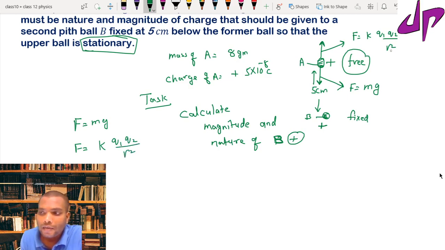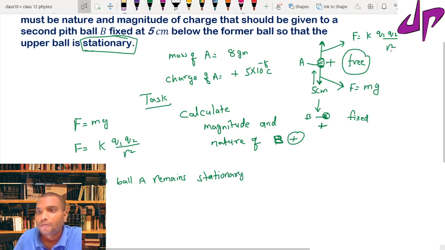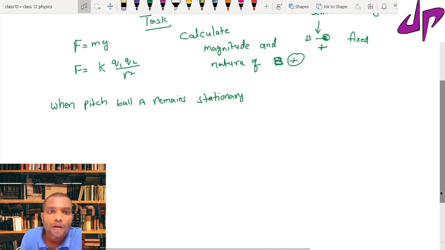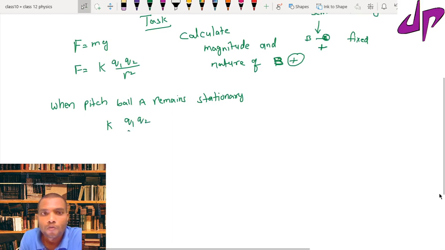When pith ball A remains stationary, we just make these two forces equal, means K times Q1 Q2 by R square equal to mg.